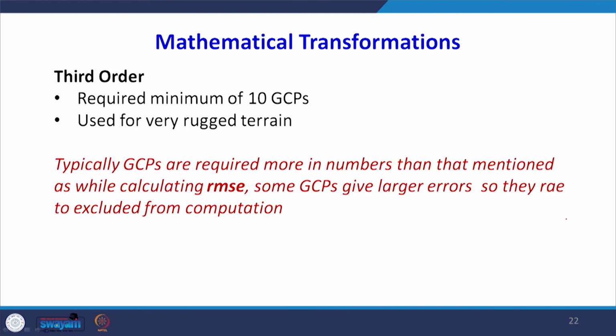Then we are going for the third order polynomial, where a minimum of 10 GCPs are required. So if the terrain is very rugged, a very rough kind of terrain is there, then we are going for the third order polynomial. So depending upon the accuracy which is desired, the third order polynomial or the second order polynomial is definitely going to be much more accurate than the first order polynomial.